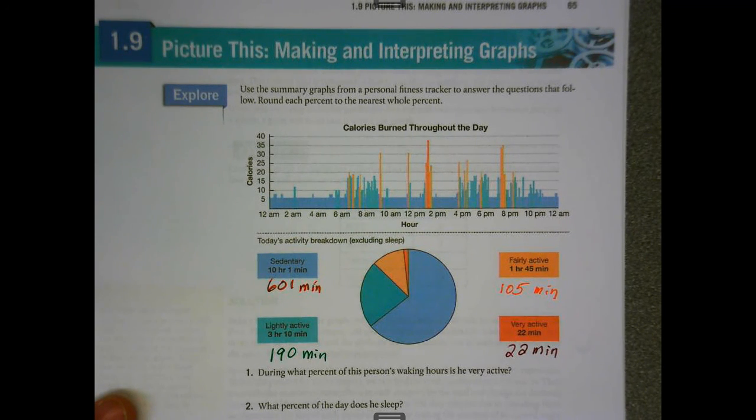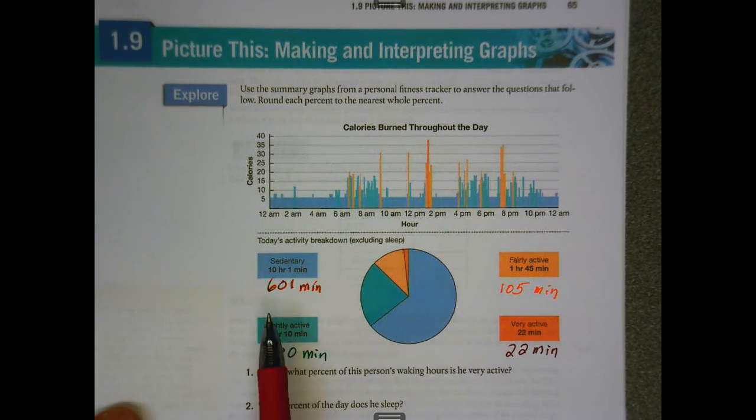The problem I have here is if I'm going to be working with these numbers, I want to have the amount of time in the same units. So I'm going to choose minutes. You can choose hours. You can convert this to hours, but then you're going to be working with decimals.